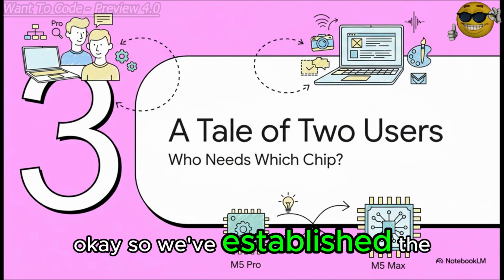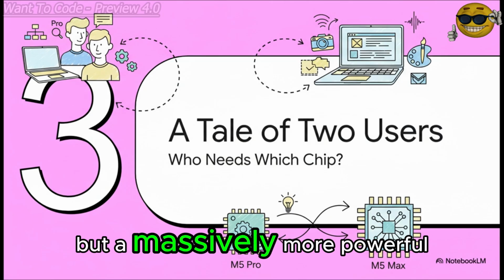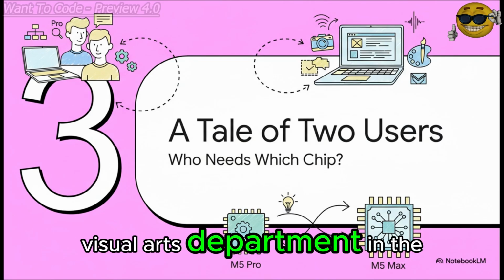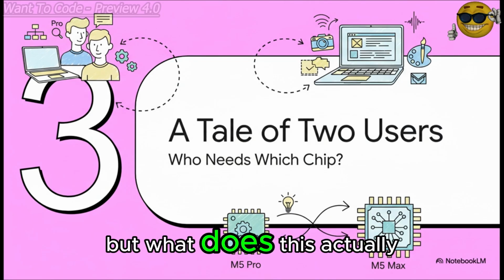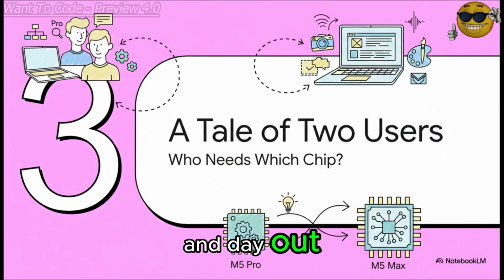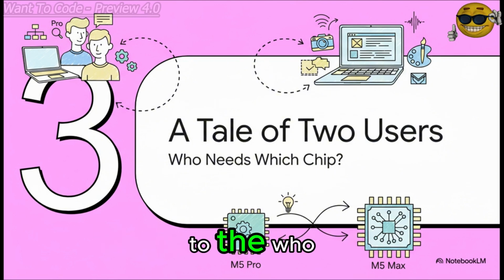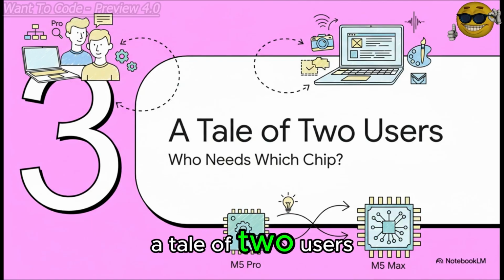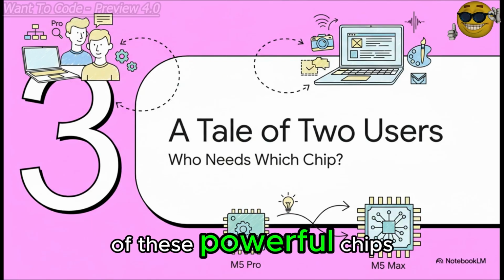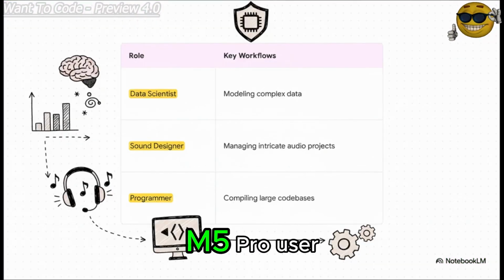Okay, so we've established the techie stuff. Identical brains for everyday things, but a massively more powerful visual arts department in the M5 Max. But what does this actually mean for real people doing real work day in and day out? Numbers on a chart are one thing, but how does this translate to your workflow? Let's move from the what to the who. It's time to dive into a tale of two users to figure out which one of these powerful chips is actually built for you. First up, let's meet the M5 Pro user.